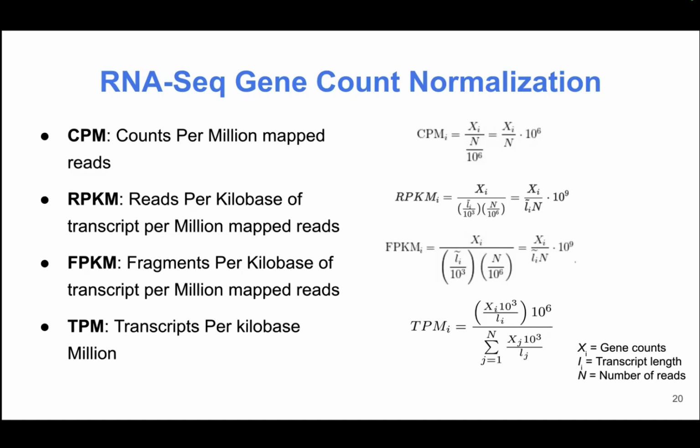Finally, TPM, which is transcripts per kilobase million. This process involves doing the same steps that we did for RPKM and FPKM, but we'll do them in a slightly different order. Instead of normalizing for library size and transcript length at the same time, first we'll account for our transcript length. So we'll do that transcript length kilobase division first. And then you'll use those scaled numbers to calculate our new library size and divide by those.